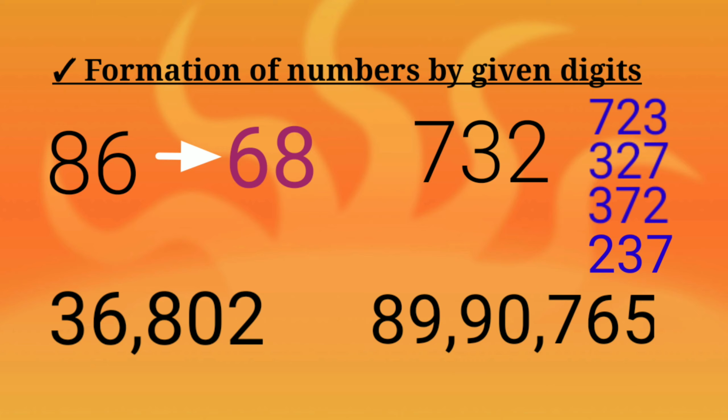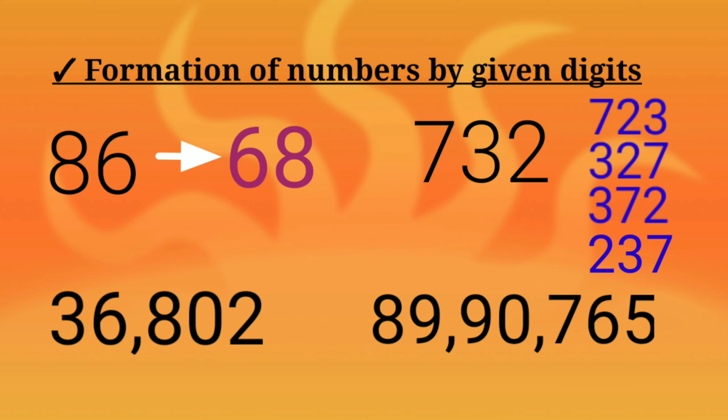The only difference is that when we are dealing with small numbers like 2-digit numbers, the only possibility was to interchange the position of these 2 digits. But when you are dealing with bigger numbers, there are more possibilities that can happen. For example, here you have many possibilities. Now here you have numbers with more digits, so you can interchange the digits many times.